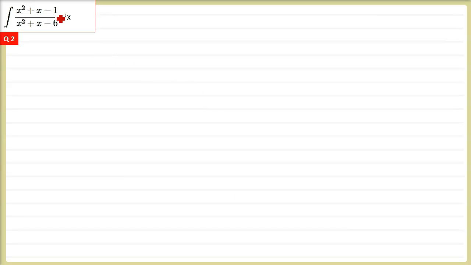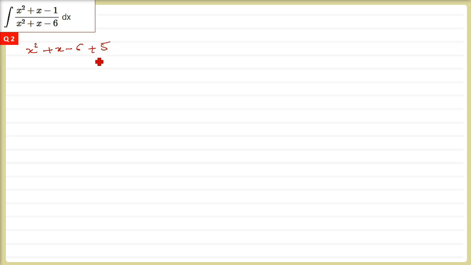Next: x square plus x minus 1 divided by x square plus x minus 6. We would like to represent the numerator in the form of the denominator with some addition or subtraction, so that we can cancel out x square plus x minus 6 from the numerator and get a separate term, and they both are easily integrable.